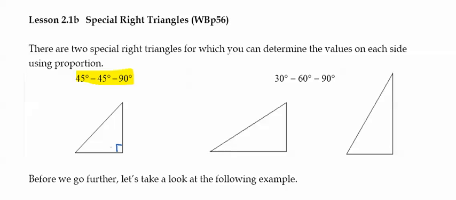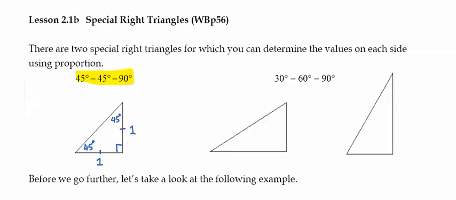90 degrees. And what about the 45, 45? What does it really mean? What kind of triangle do we call it? If you have two angles equal, what is it? Isosceles. If these two lines have equal length, what would be the ratio between these two lines? 1 to 1. They have the same length.